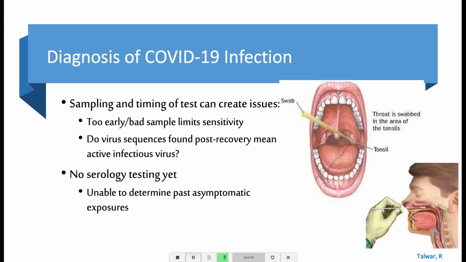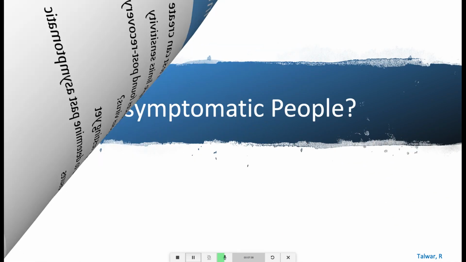So we're really doing a great job on this. Sampling and timing of the test can actually create issues. If you do the test too early, or if the sample is not a good enough sample and you don't have enough cells, that's going to alter the results and maybe even cause false negatives. There are questions whether the virus sequence found post-recovery means active infectious disease, and the jury's still out on that. There is no serology testing yet.